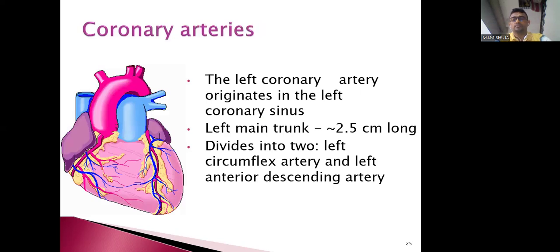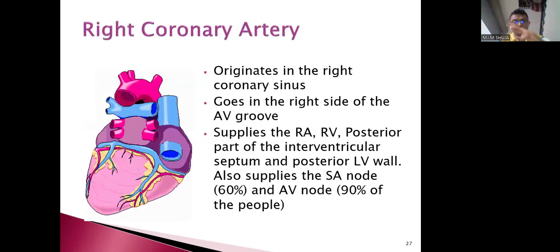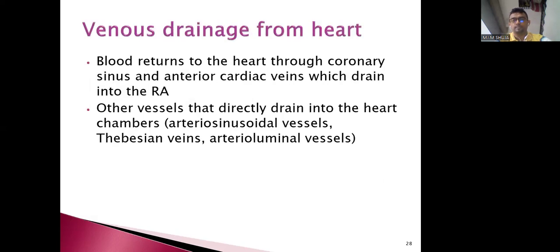Then we come to the coronary circulation, that is the blood supply of your heart. From your anatomy, you know the blood supply of the heart comes from the right coronary artery and the left coronary artery. The left coronary artery divides into two branches, the left circumflex artery and the left anterior descending artery. So this anatomy is the blood supply. And the venous drainage of the heart is mainly through the coronary sinus, and anterior cardiac veins drain into the right atrium.